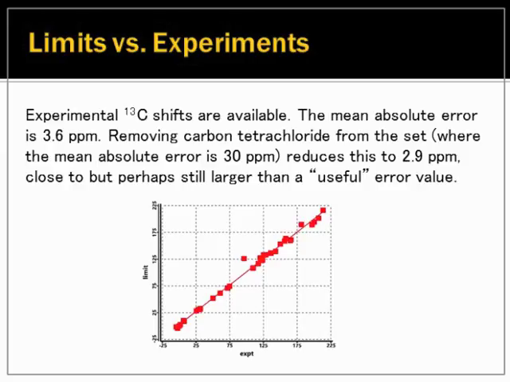But if you look at this set of molecules, it's about 50, I think. The mean deviation is something like 3.5 ppm. If you remove carbon tet, it goes way down to about 3 ppm. That's getting close to what I would consider a useful range in NMR. I'll talk about that in a second. It's probably not there yet. This is over a huge range, a range of less than 0 to 225, so it's over a big range.